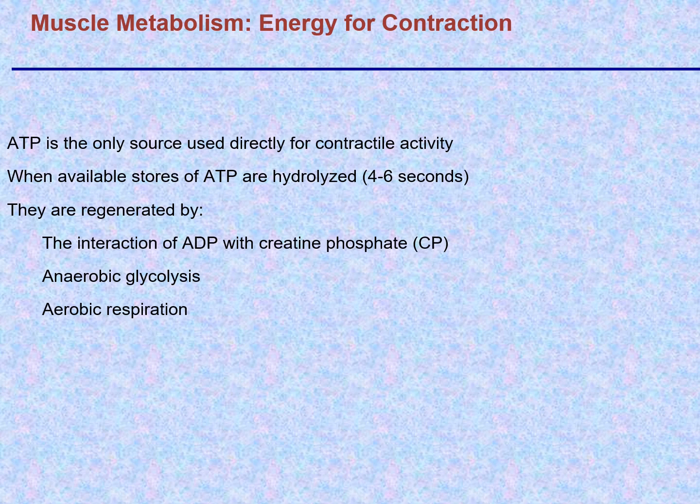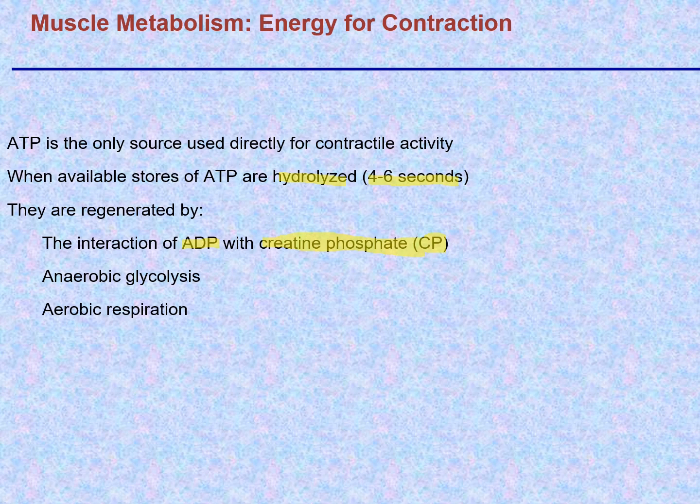Initially, there is a little bit of stores or reserves of ATP in muscle, but it's quite small and it is rapidly used up. It's rapidly hydrolyzed. So within the first 4 to 6 seconds of a muscle contracting, whatever ATP was there before the contraction started will be used up. Then it has to be regenerated. The most rapid way of regenerating ATP is through the interaction of ADP with a molecule called creatine phosphate, abbreviated CP. In this reaction, the phosphate from the creatine phosphate is donated to the ADP to form ATP. I remind you that ADP stands for adenosine diphosphate and ATP stands for adenosine triphosphate.